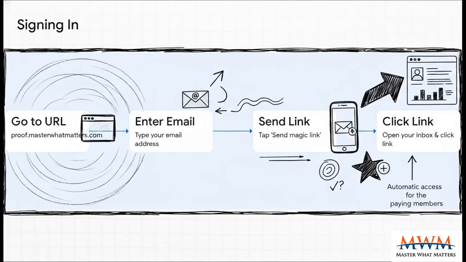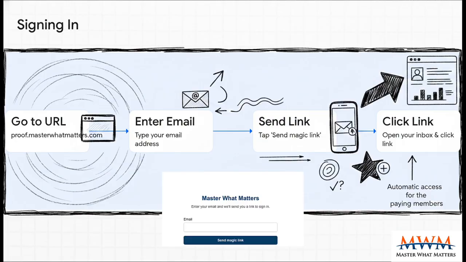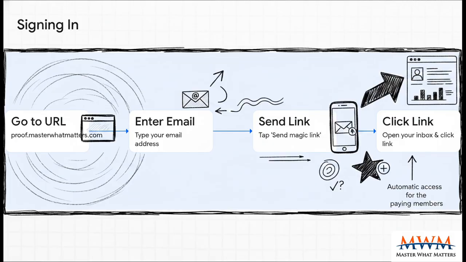The very first thing you'll notice, and honestly, you're probably going to celebrate this, is that there are absolutely no passwords to remember. None. Proof uses this seamless, secure magic link system. You just head over to proof.masterwhatmatters.com, type in the exact same email address you used to purchase your course, and tap Send Magic Link. You'll get a one-time link sent straight to your inbox. Just click it, and boom, you are instantly on your dashboard. Now, a quick heads up, if that email doesn't show up in a minute or two, definitely check your spam folder. And remember, as long as you use your purchase email, access is granted completely automatically to all paying members.